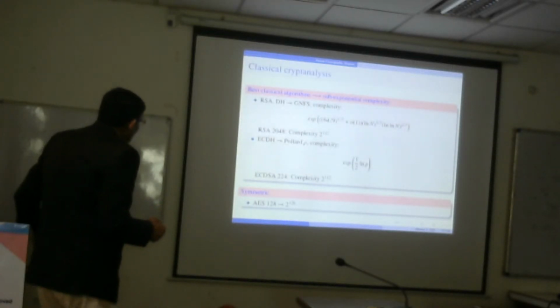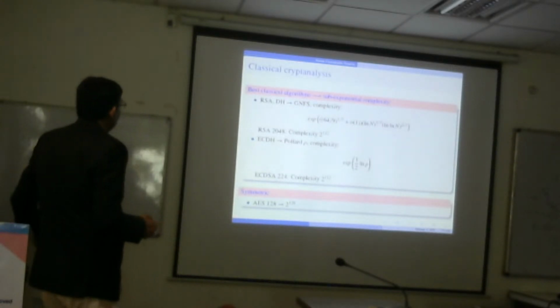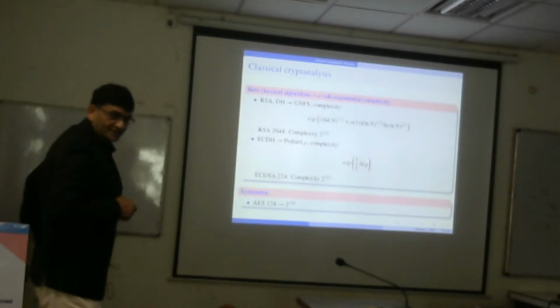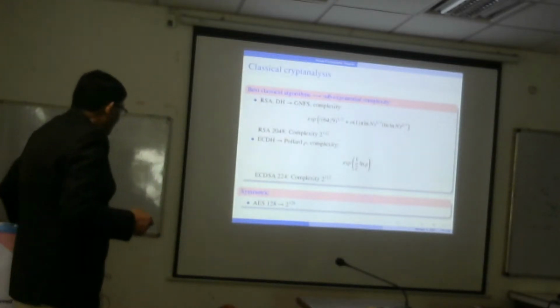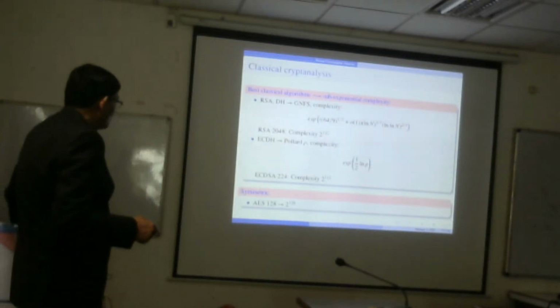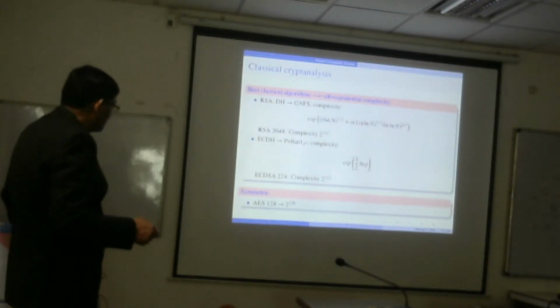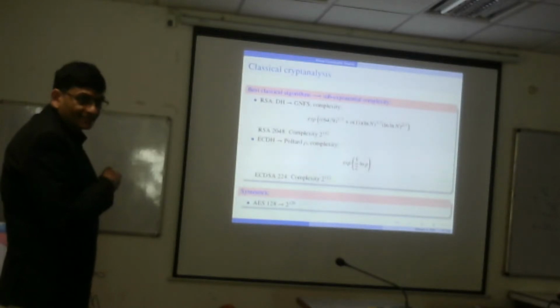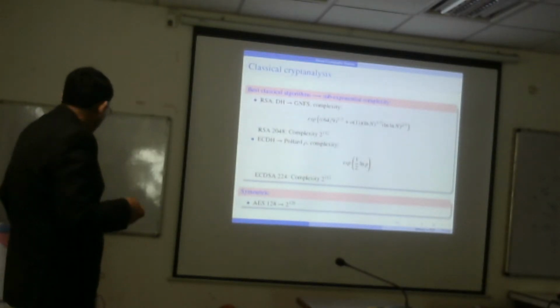So if you are using RSA and the Diffie-Hellman key exchange equivalent, we have the general number field sieve algorithm, whose complexity is sub-exponential. And in the case of the elliptic curve discrete log problem, we have the Pollard rho algorithm to solve the ECDLP, whose complexity is exponential. Okay, so that key size comparison I have discussed here.